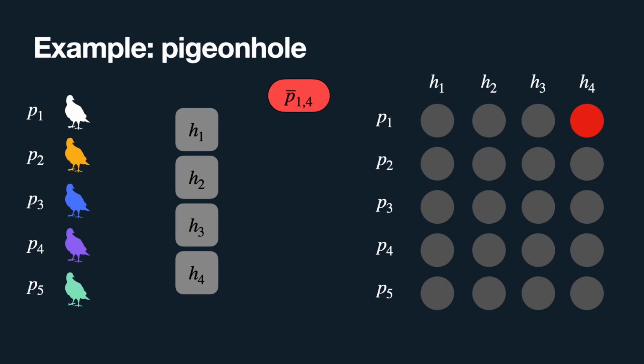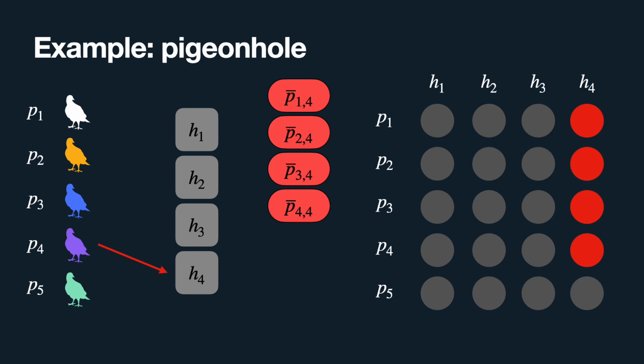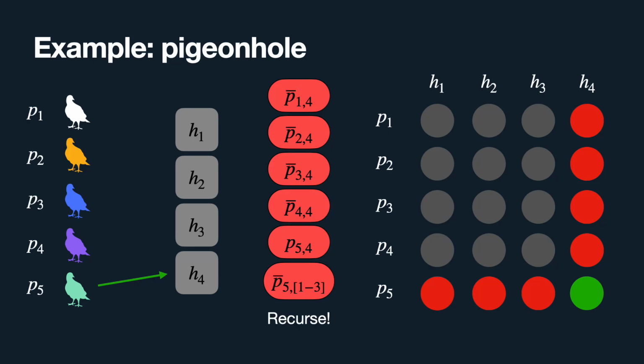We can do this same procedure, running down the list of pigeons here, so we can derive pigeon 2 is not in hole 4, pigeon 3 is not in hole 4, and pigeon 4 is not in hole 4. At this point, we can derive that pigeon 5 does go in hole 4. From there, pigeon 5 can't be in any of the other holes. And then we have reduced this problem to the pigeonhole problem of one smaller pigeon hole. And so we just recursively apply this procedure until we get contradiction, either when we have 2 pigeons in one hole or 1 pigeon in 0 holes.